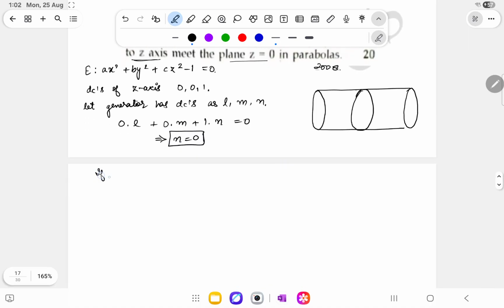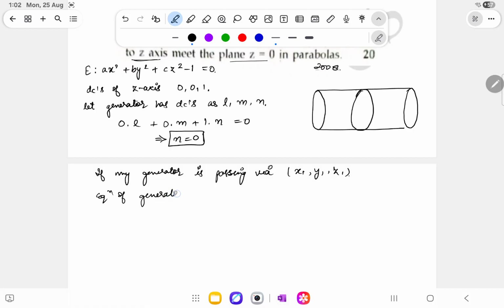So if my generator is passing via any arbitrary point, let's say x1, y1, z1, so the equation of the generator will be (x minus x1)/l equals (y minus y1)/m equals (z minus z1)/0.